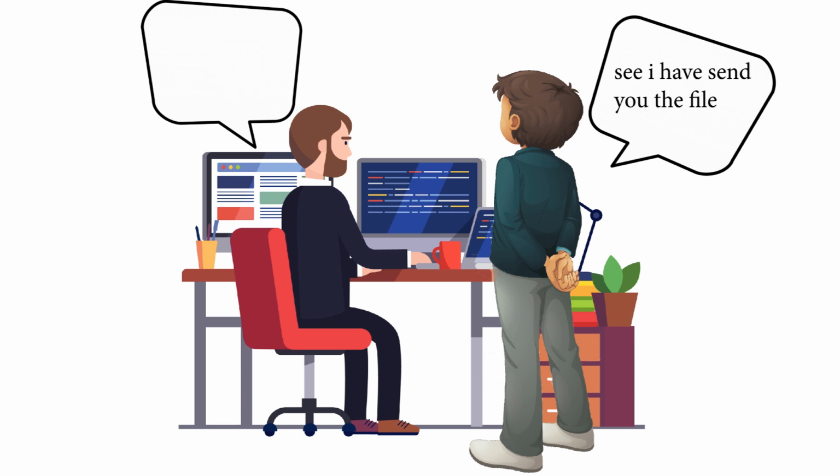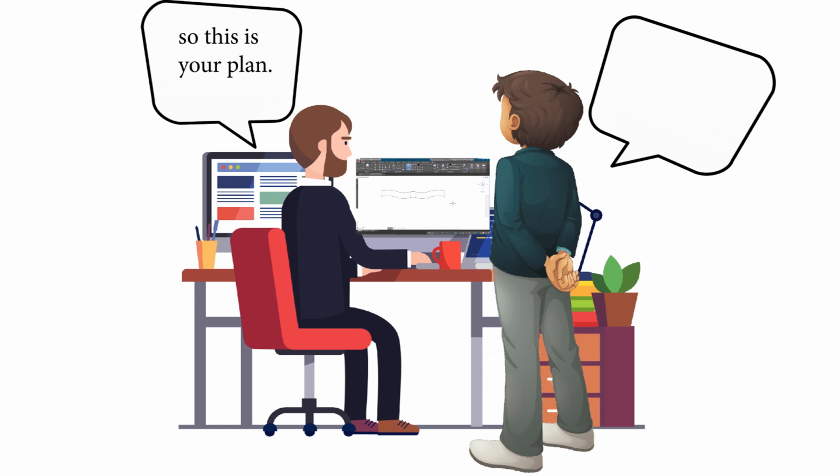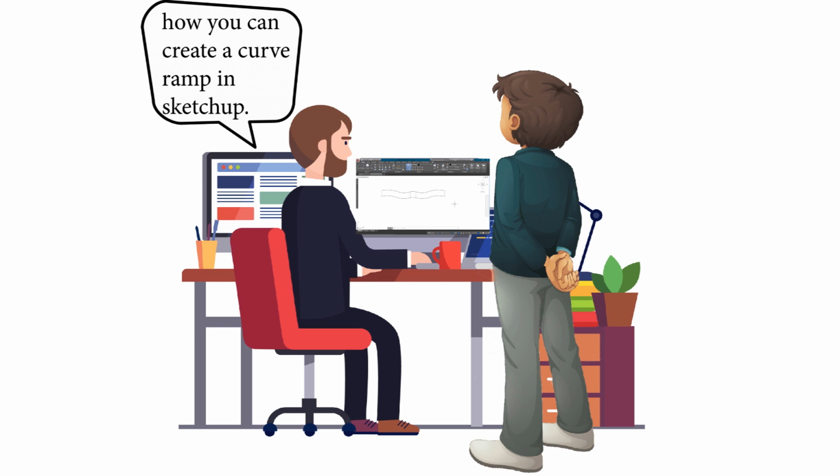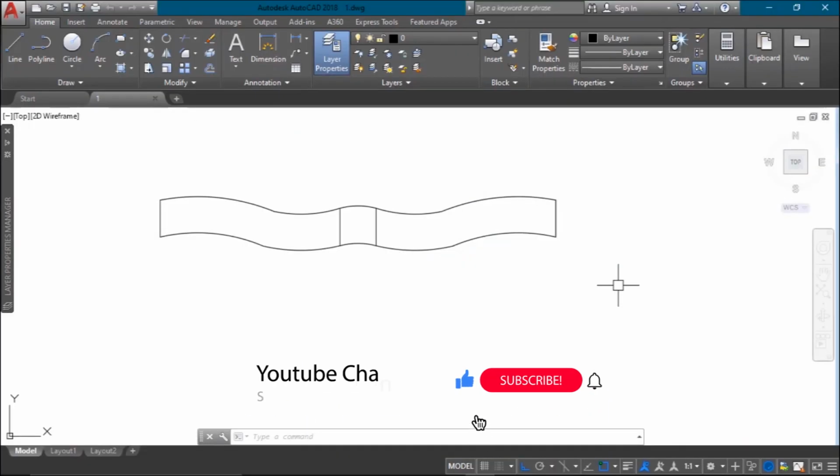See, I have sent you the file. So this is your plan. Can you tell me the height and the ratio of this ramp? Bro, 3-meter height and a ratio of 1:10. Okay, let me show you how you can create a ramp in SketchUp. Okay, so let's start creating this ramp.